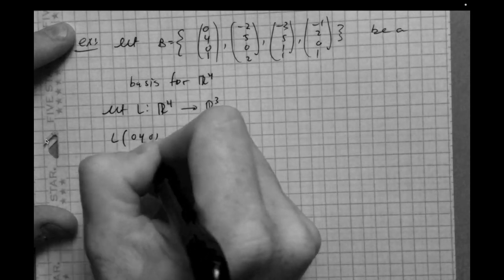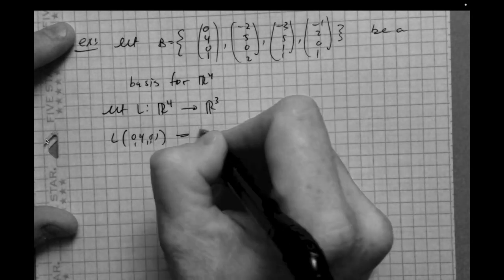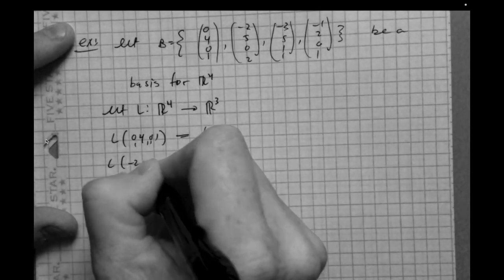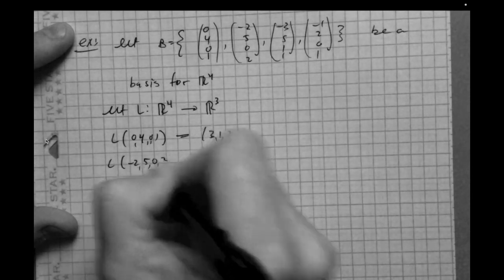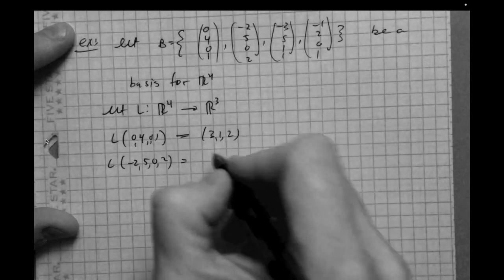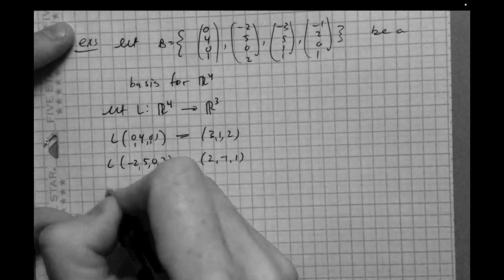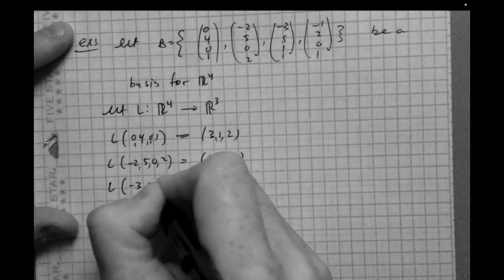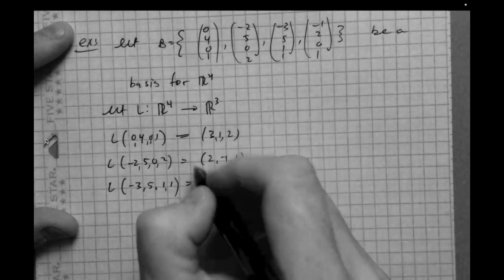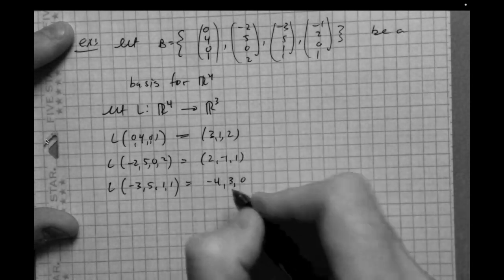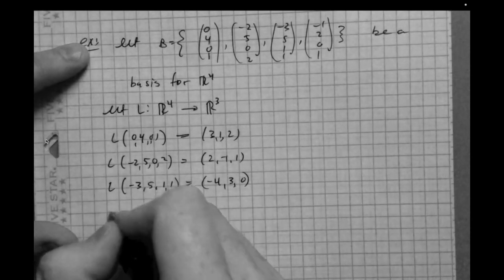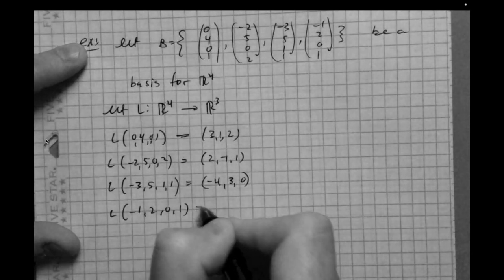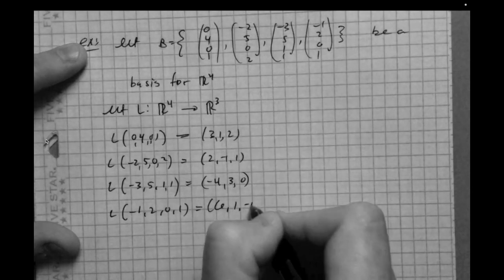So 0, 4, 0, 1 is equal to 3, 1, 2 under this linear transformation, and negative 2, 5, 0, 2 is equal to 2, negative 1, 1 under this linear transformation. And the third basis vector, negative 3, 5, 1, 1, is equal to negative 4, 3, 0 when we apply L to it. And the last one, negative 1, 2, 0, 1, is equal to 6, 1, negative 1.